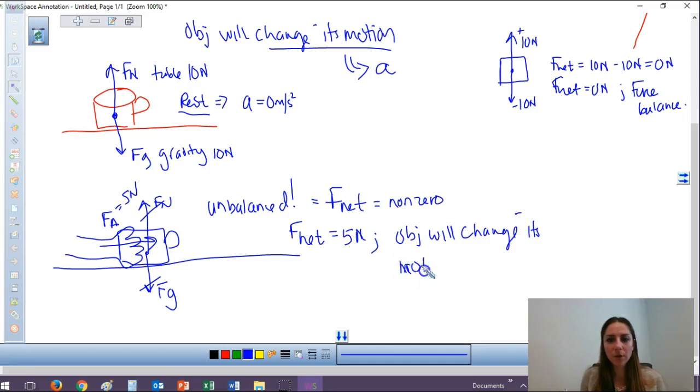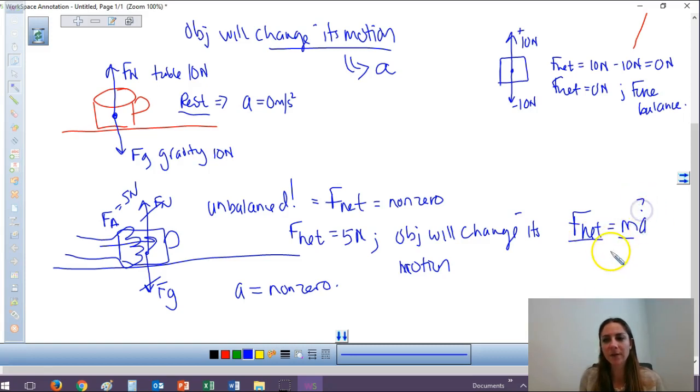So in other words, this will accelerate. And again, it's non-zero, meaning it's not zero, it can be any number. And Newton's second law basically says that the amount that this object accelerates depends on the mass, so F equals ma, like this. So if I have the net force and the mass, I could find its acceleration. Pretty powerful, right? It describes all motion, why things move.